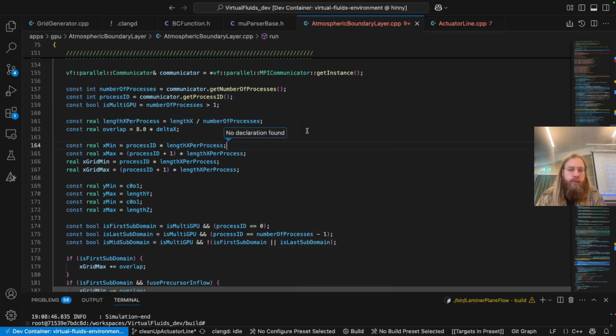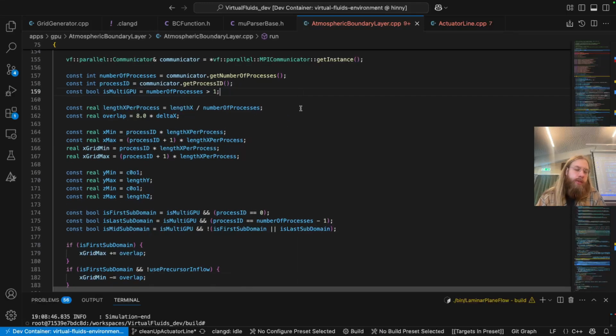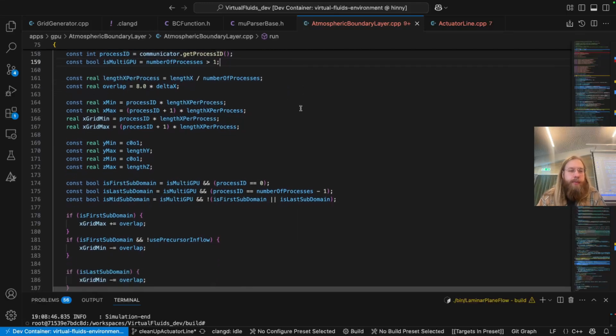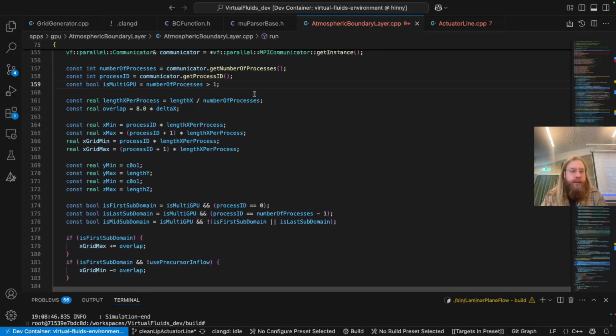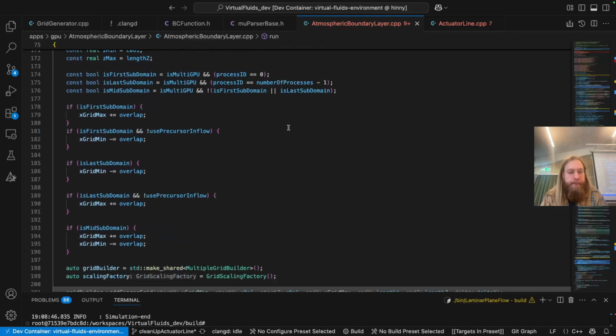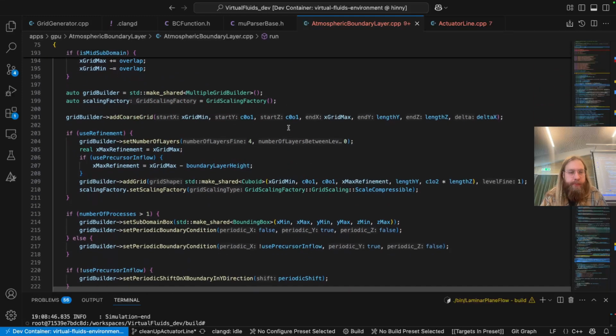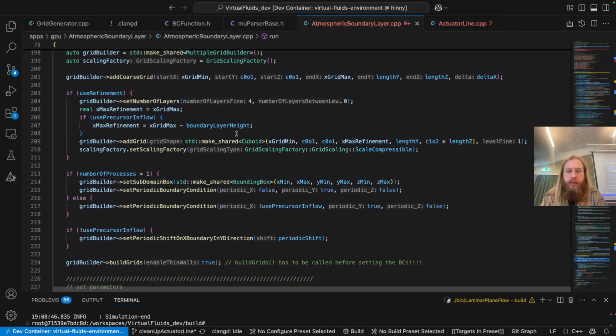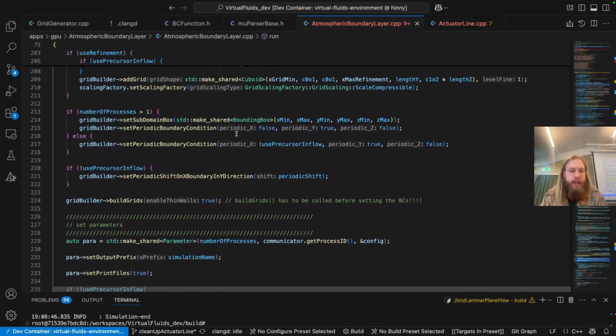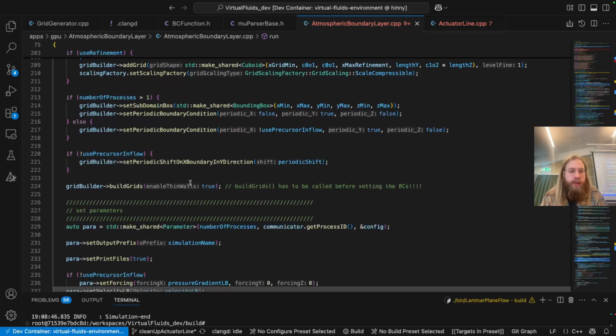It's also already implemented for multi-GPUs. So if your domain is too large or your GPU too small, then this already works out of the box, more or less. So this is then here. Here you can also set refinement, but here we do this still by hand in this case.